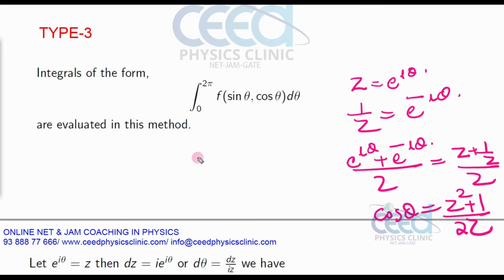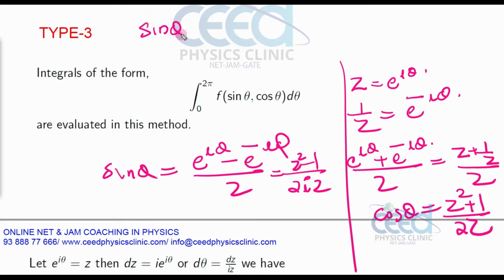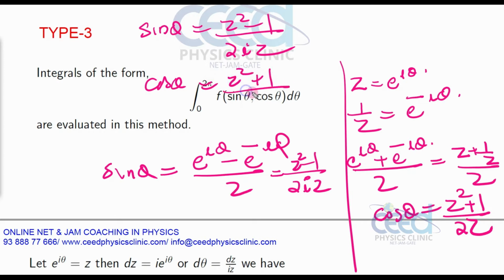Similarly, if I do e raised to i theta minus e raised to minus i theta divided by 2, by subtracting these two you will get z square minus 1 divided by 2iz. This is the expression for sin theta. So we will substitute sin theta as z square minus 1 divided by 2iz, and cos theta as z square plus 1 divided by 2z.